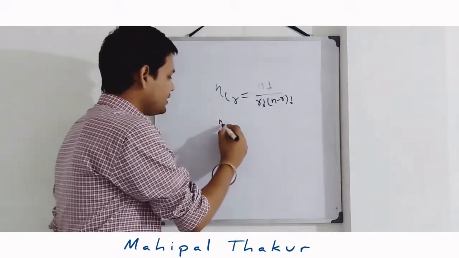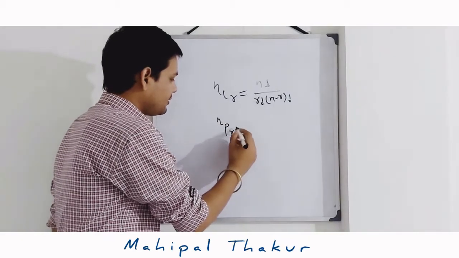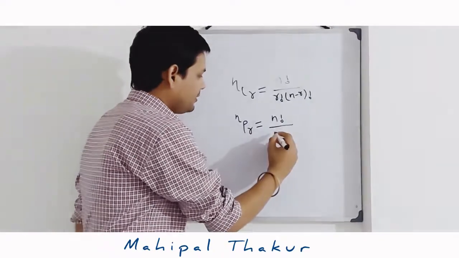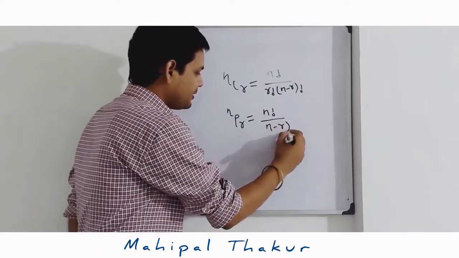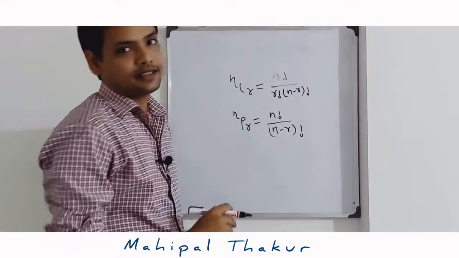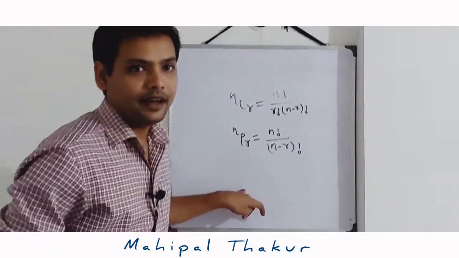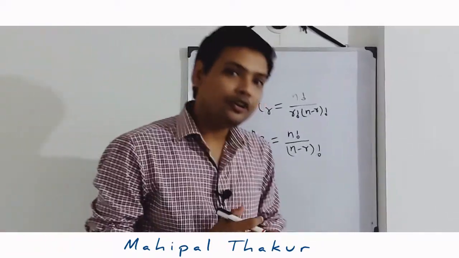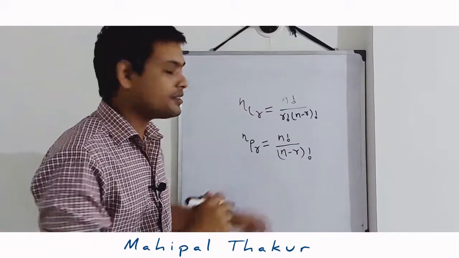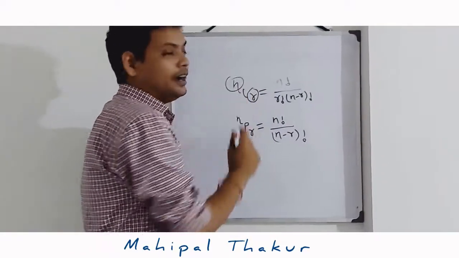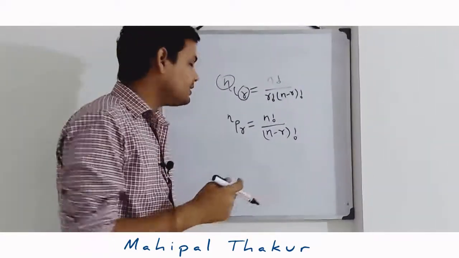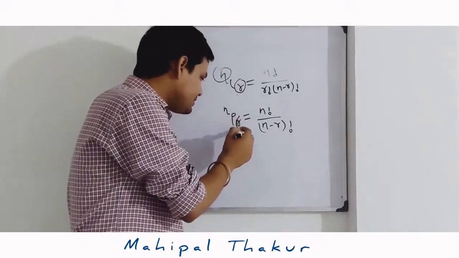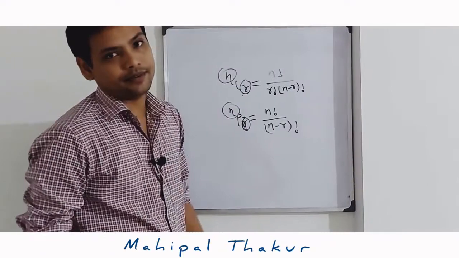And what is NPR? NPR stands for n factorial over n minus r factorial. Again, this is the formula for permutation and it is not the best way to understand permutation. In many books and videos, you would be asked to use this formula if you have to select r things out of n, and if you have to arrange r things out of n.